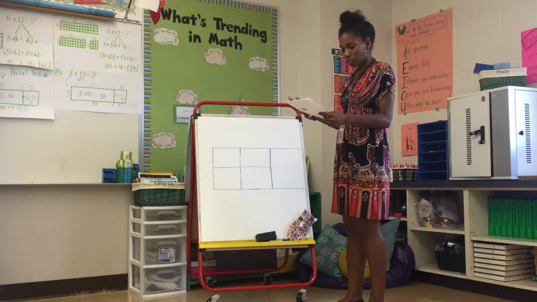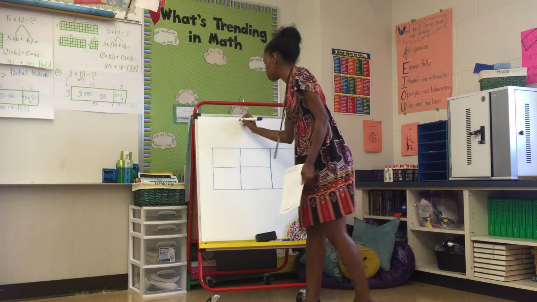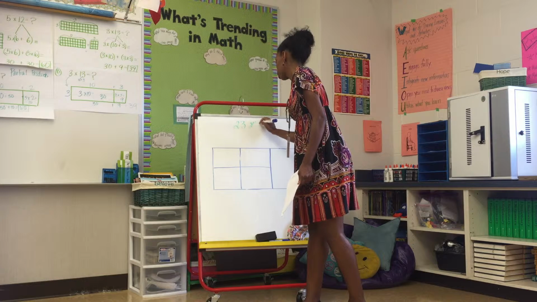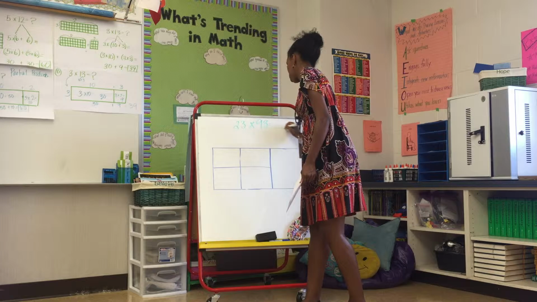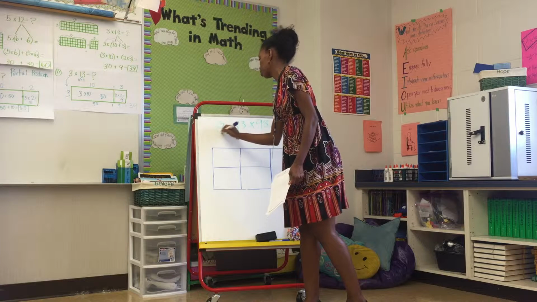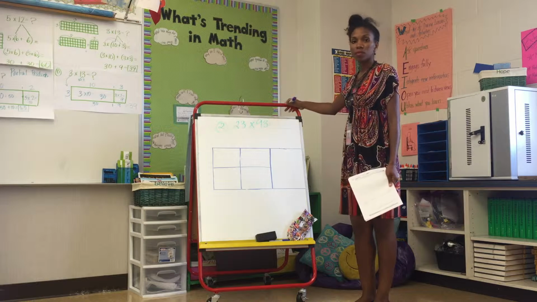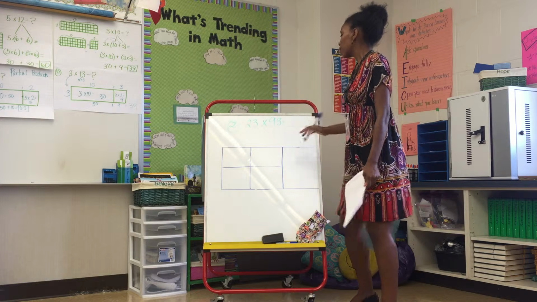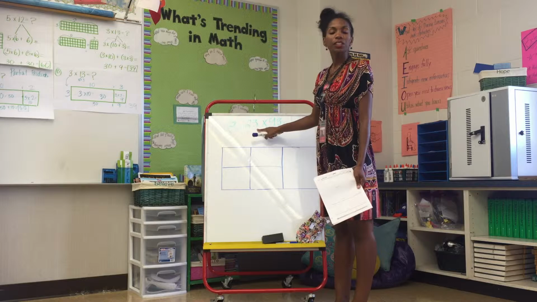Now we have the next section of our boxes, and this is blank. I'm going to use this section right over here to add my partial products so I can get to my final answer. So I'm adding 400 plus 320 plus 50 plus 40.